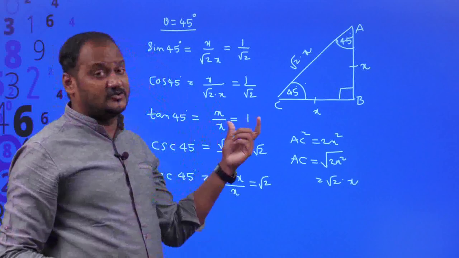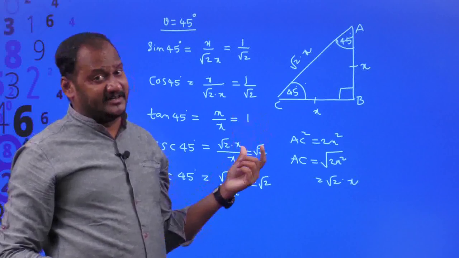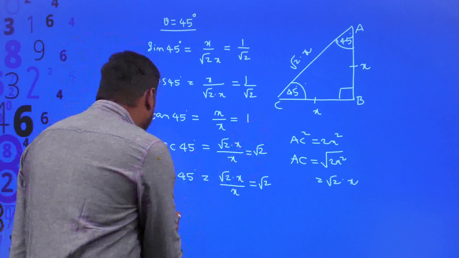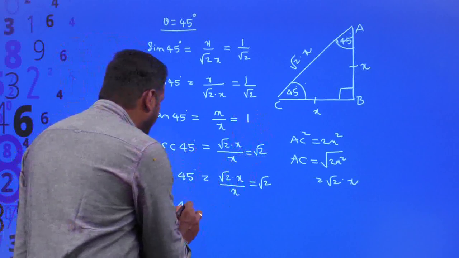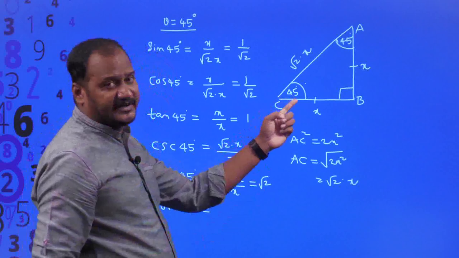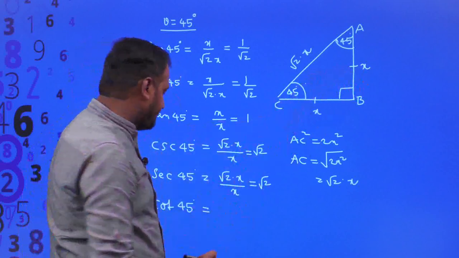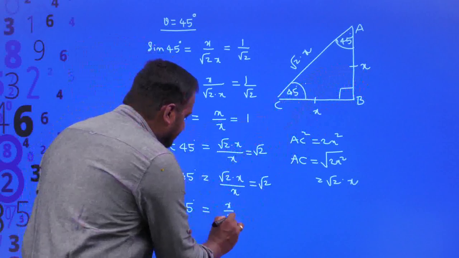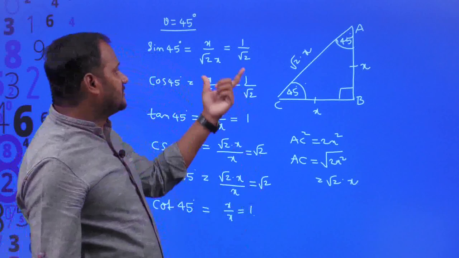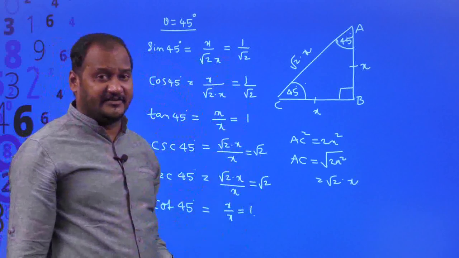This 45 degrees has so many relations, so that you can easily remember these trigonometric ratios, right? And after cosecant and secant, the final trigonometric ratio is cot 45 degrees. So, cot 45 degrees is equal to, what is the definition of cot 45? Side adjacent to 45 divided by side opposite to 45. That is x divided by x, which is equal to 1. So, this is about the values of all trigonometric ratios at theta equal to 45 degrees.